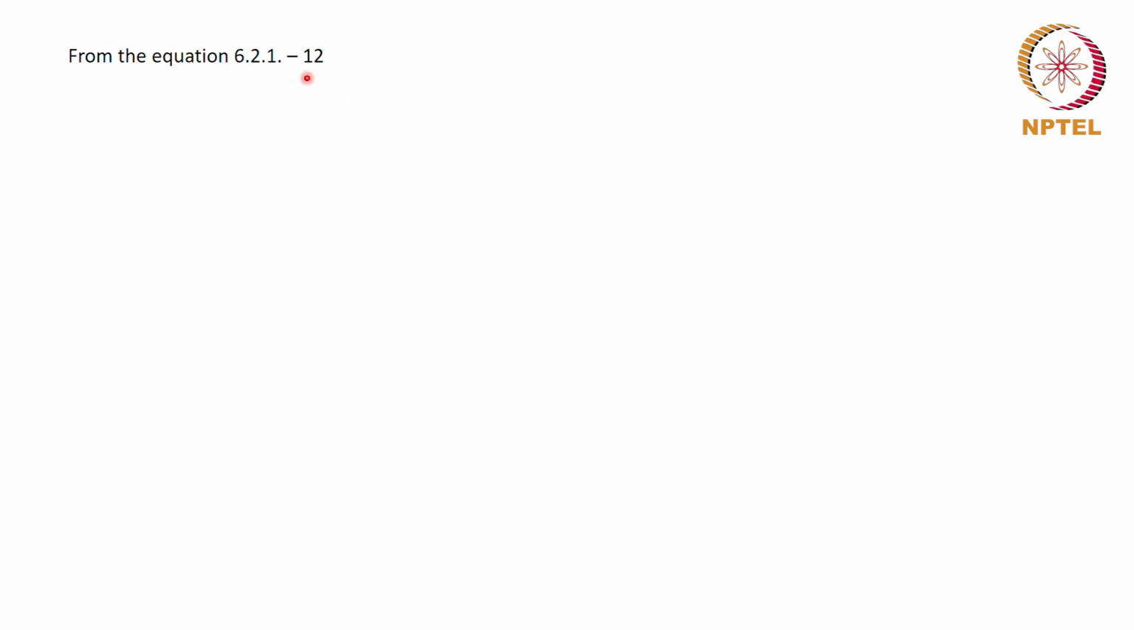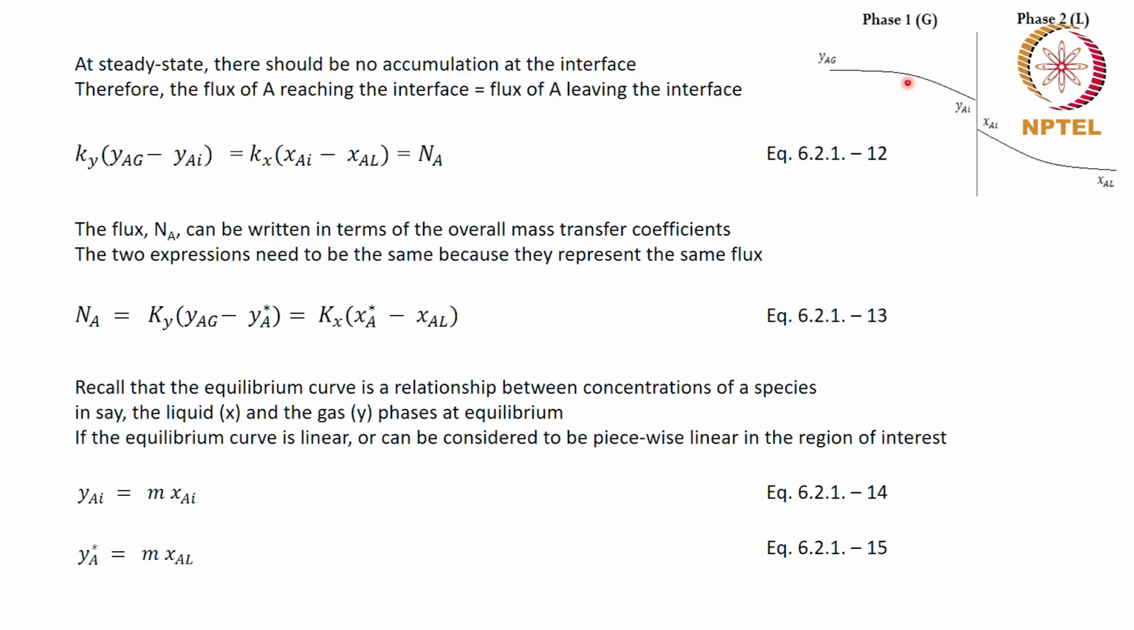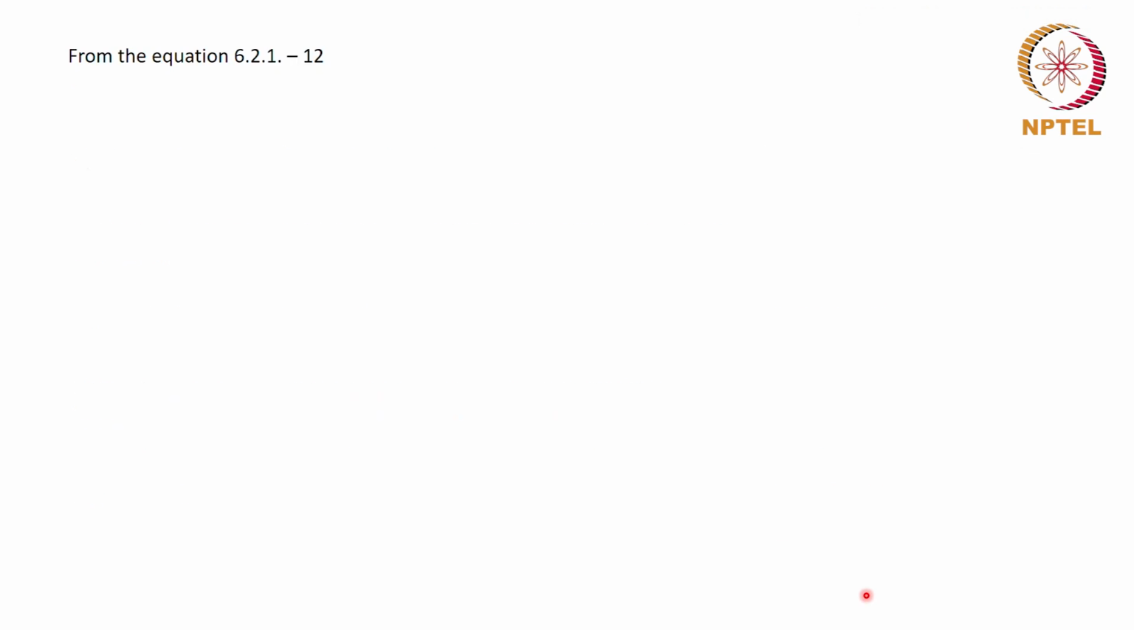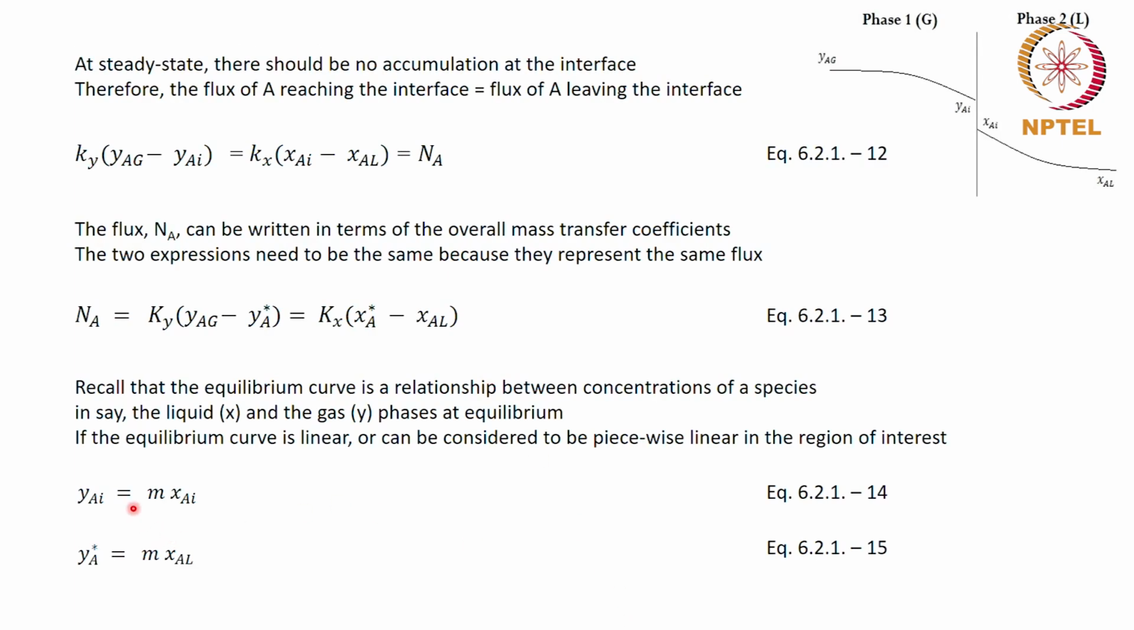From equation 6.2.1-12, which is the flux written in terms of individual mass transfer coefficients, YAG minus YAI is nothing but NA times KY. We just took KY to the denominator on the other side. 6.2.1-16. Therefore, what is YAG? M times XA star, right? That we saw from this equation here.